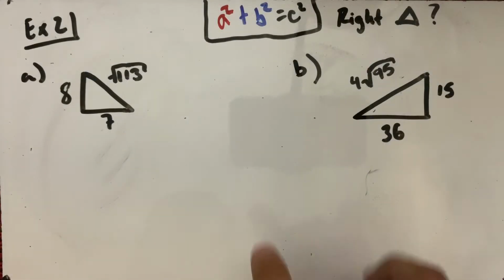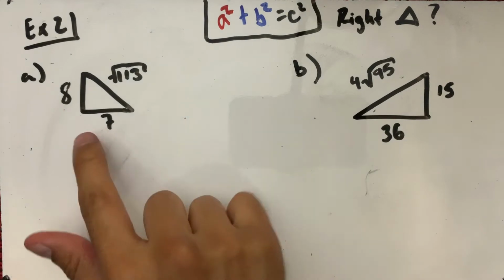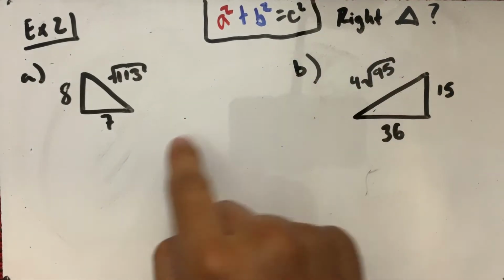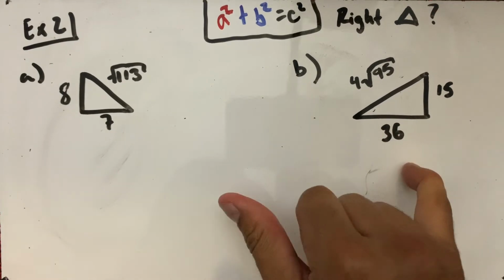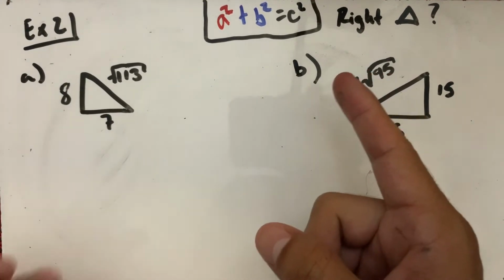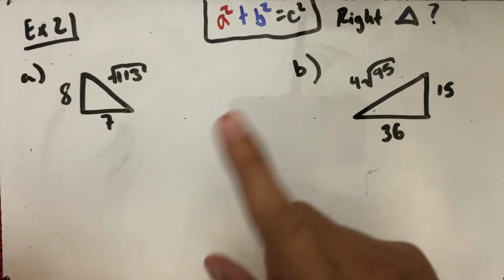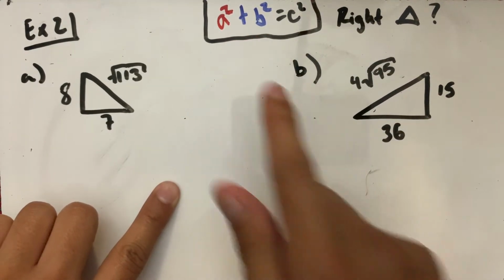All right, so guys, check it out. This is example 2, and again, we have A and B, and this time they're asking us, are these right triangles? So is A a right triangle? Is B a right triangle? The cool part about the Pythagorean theorem is we can also prove right triangles using a squared plus b squared equals c squared.